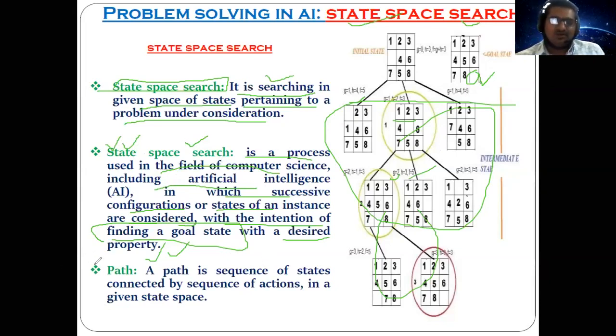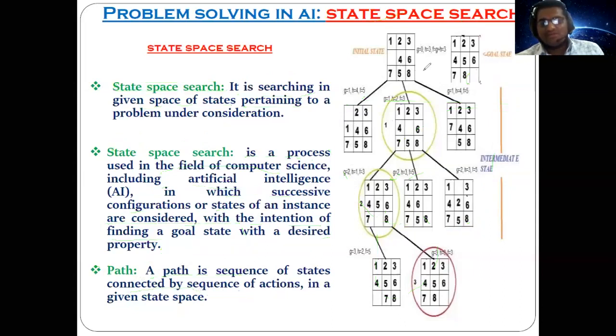Okay, one more term. What is the path in the state space search? So path is nothing but what? The sequence of states connected by the action. Got the point? Path is what? Sequence of states connected by a sequence of actions. Now for this example, path is nothing but from this state to this state. Correct? From this state to this state and from this state to this state, that is nothing but your path. Am I right? Yes, sir.